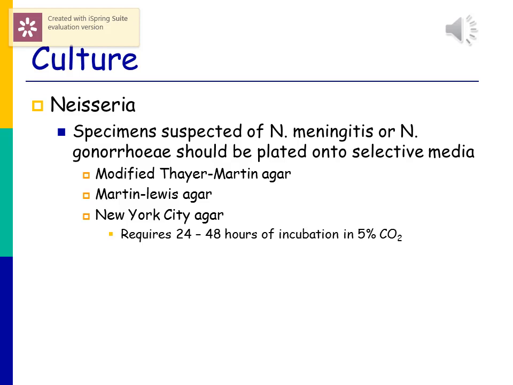For Neisseria, usually you're going to suspect Neisseria meningitidis or Neisseria gonorrhoeae from an upper respiratory tract specimen. So if Neisseria were suspected, if it's Neisseria meningitidis, it would grow up on blood agar. But remember, Neisseria gonorrhoeae won't grow on blood agar. So you'd have to use your selective media, such as modified Thayer-Martin agar, Martin-Lewis agar, New York City agar, and you'd want to put it in CO2 to allow your Neisseria to grow.